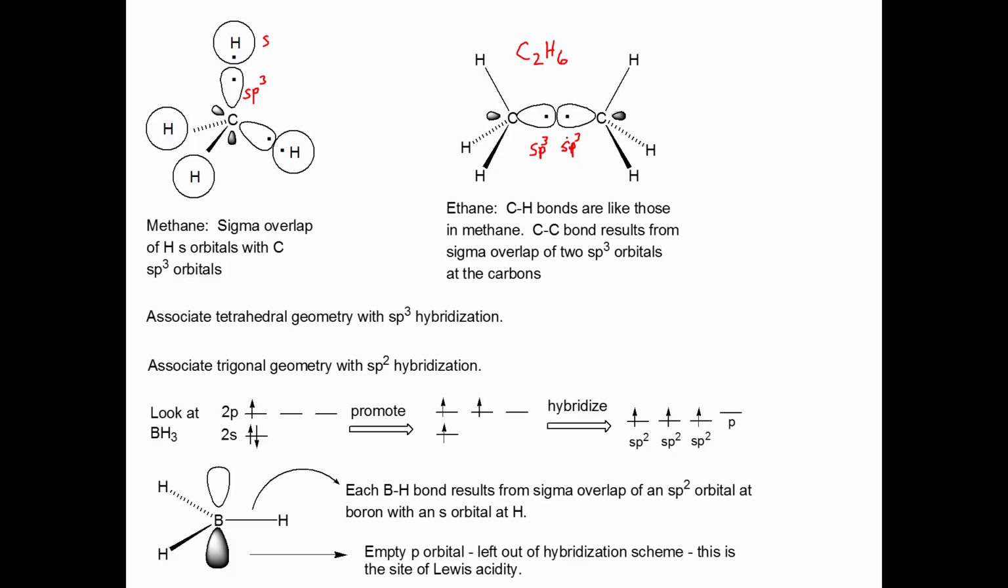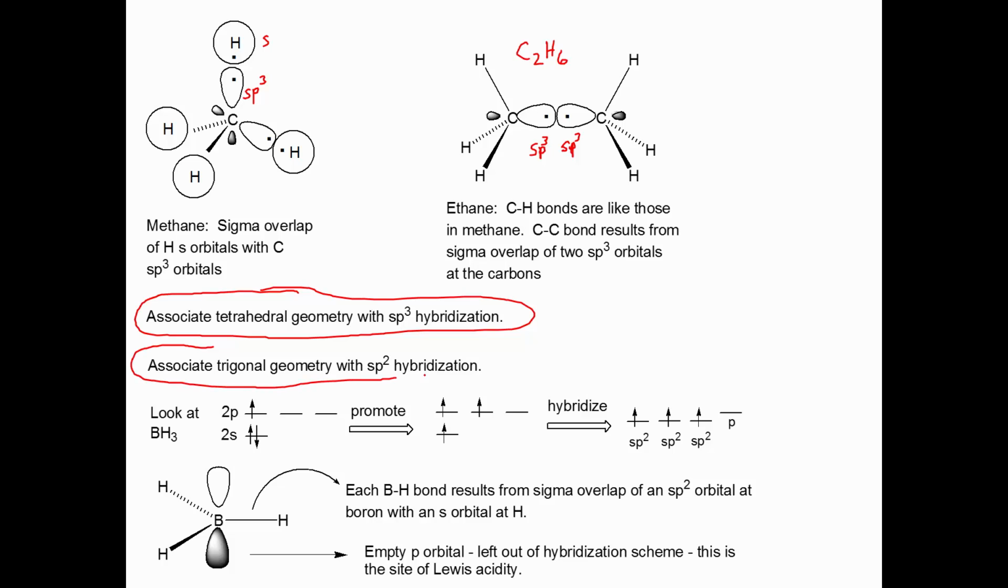Okay, both of these molecules are tetrahedral, and this is an association that is pretty valid. We're going to associate tetrahedral geometry with sp3 hybridization. All right, so sp3 is not the only game in town. We don't have to involve all of the p orbitals in the hybridization scheme. Another geometry that we commonly see in organic chemistry is trigonal planar geometry, and we're going to associate this with sp2 hybridization.